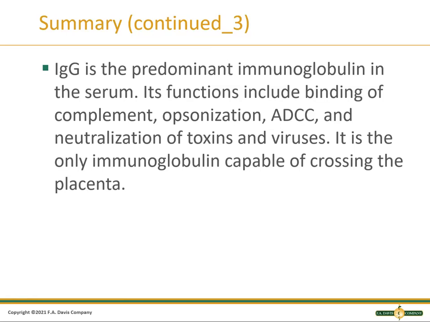IgG is the predominant immunoglobulin in the serum, so it binds to complement, it does opsonization, antibody-dependent cytotoxicity, that's what that stands for, neutralizes toxins and viruses, and it can cross the placenta to give passive antibodies to the baby. Passive means that the antibodies are pre-made, they're given to the baby, the baby doesn't have to make them. They don't last that long, they'll last 6 months or so, but it is antibody in there for the baby, to give it some immune status.